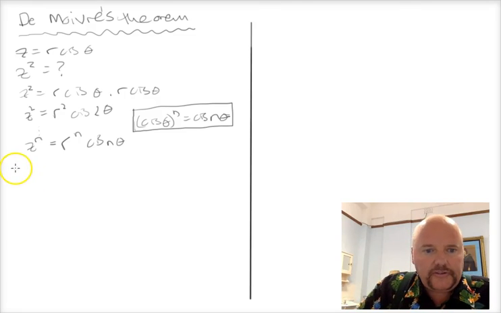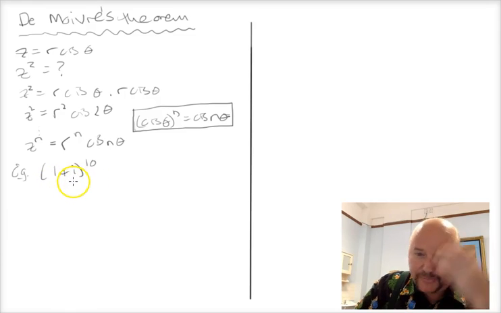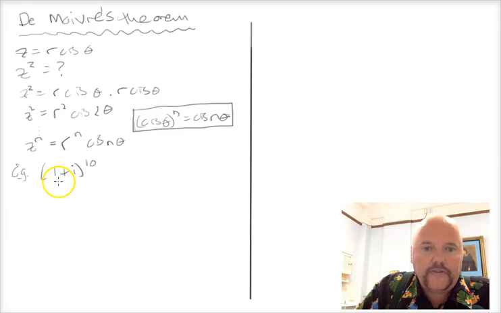So let's have a go at doing something. So e.g., let's do 1 plus i to the power of 10. Now, the lunatics in the world would probably expand this. It's actually pretty easy using binomial coefficients because these numbers are 1s. But what I'm going to do is change it to mod arg form, and then raise it to the power of 10 using de Moivre's theorem.